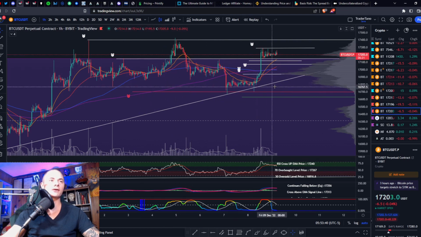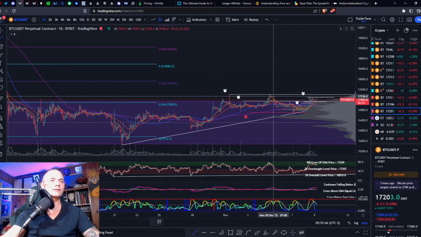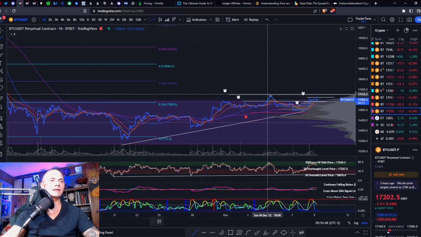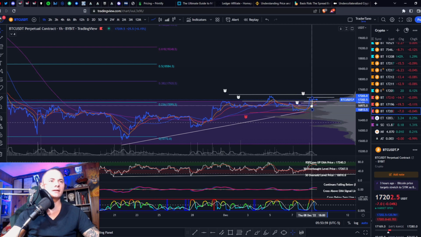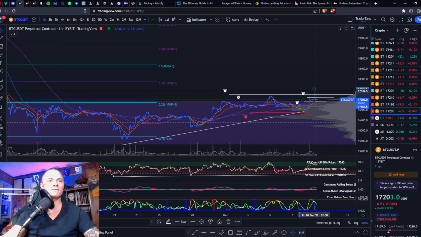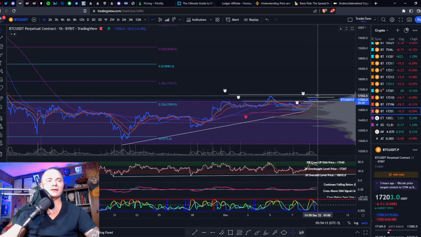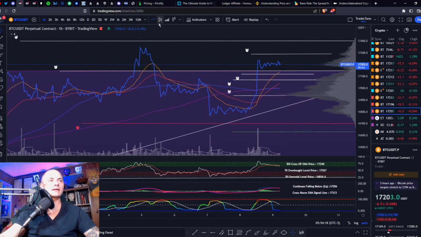Head and shoulders failure. So we can take a measured move of that head and shoulders because we did fail it, and mark that out. Oh, hold on. It lines up with 17,640. All right, but I do think we would go higher from there. So let's go back to the candles.